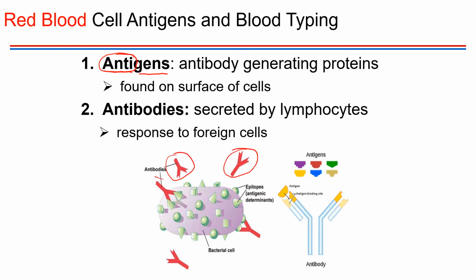They look like a little Y. We're going to talk about them more specifically with the immune system lectures. But for your purposes for today, just know that these antibodies that are produced by the lymphocytes are going to go after and attack things that look foreign to them.